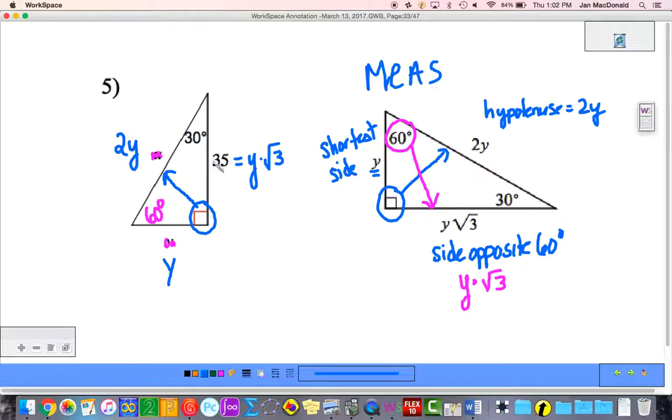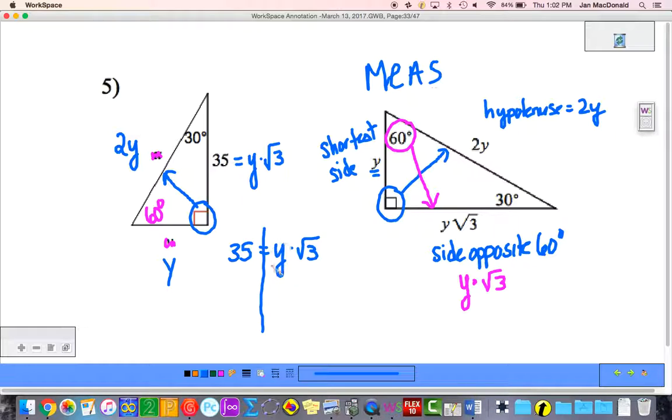My next question, I say to myself, hey, do I have the value of y? And the answer to that question is no, I do not. I do not have the length of the side that we call y. That means I have to solve for y. So I have an equation here, 35 equals y times radical 3.